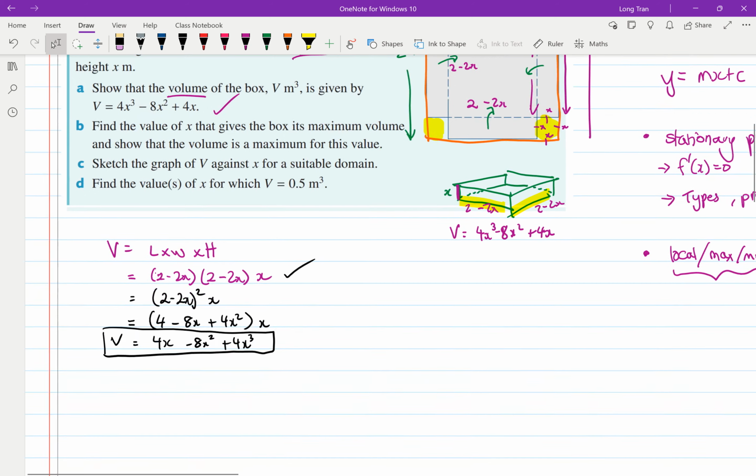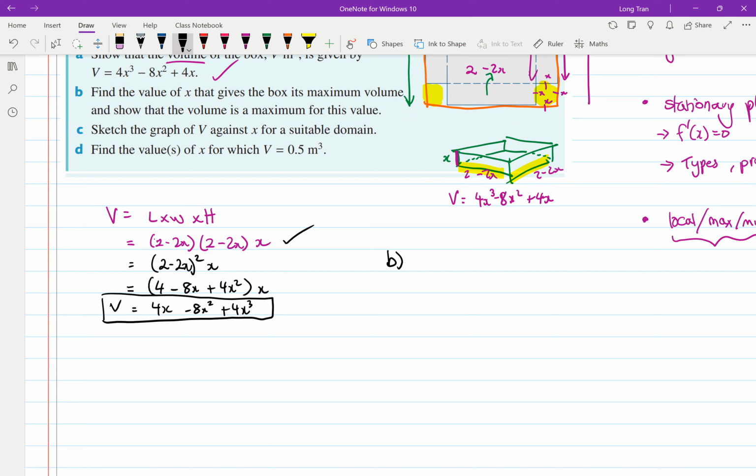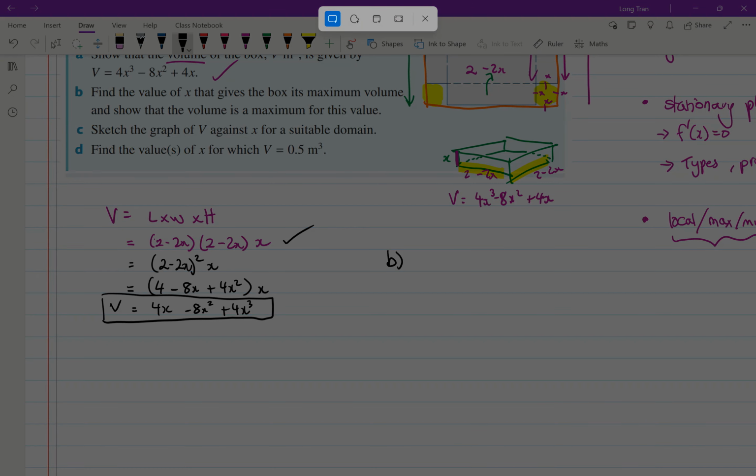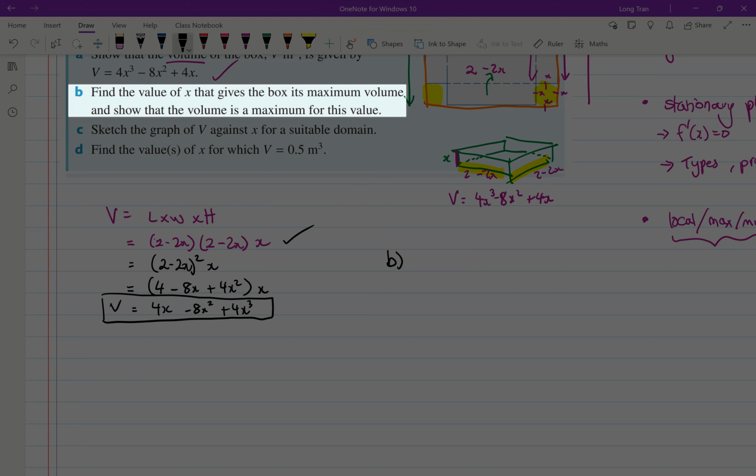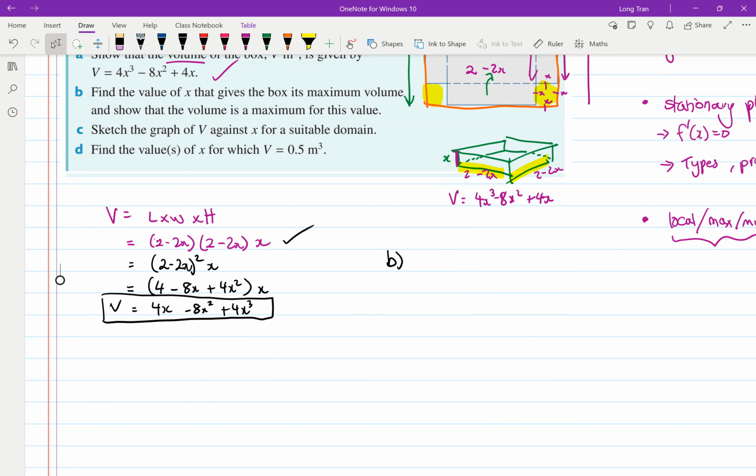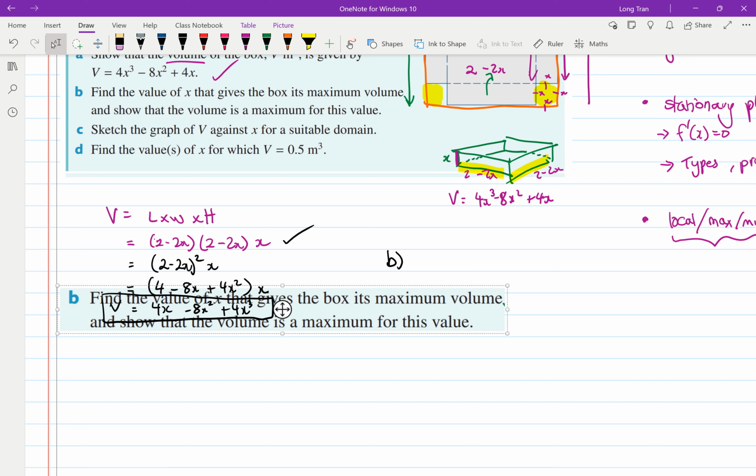So here we go. Let's look at B. B says, find the value of x that gives the box a maximum volume. Okay, so we're going to paste it in here. Here we go. Oh, where'd it go?